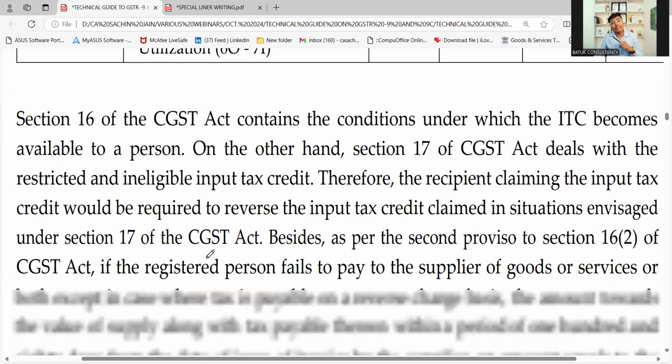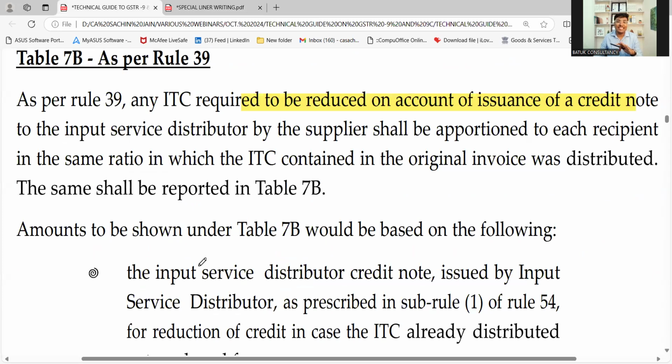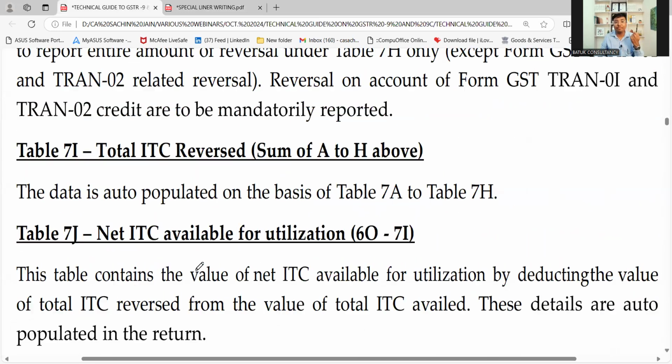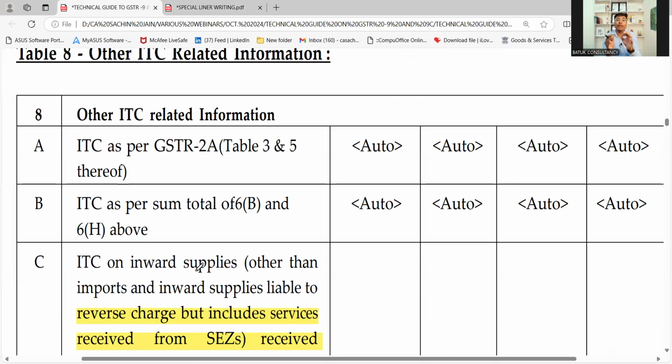Now one point is that, sir, we are eligible to claim the input tax credit based on GSTR 2A or 2B only. So we need to provide the bifurcation of the input tax credit with the GSTR 2A or GSTR 2B with the GSTR 3B. So for that purpose, we have table number 8.